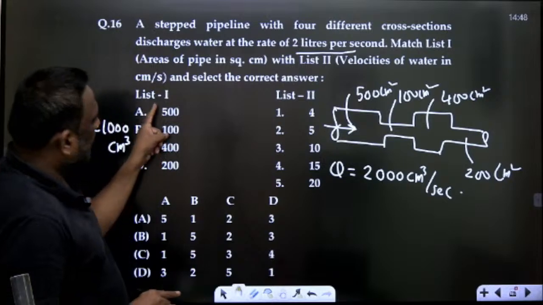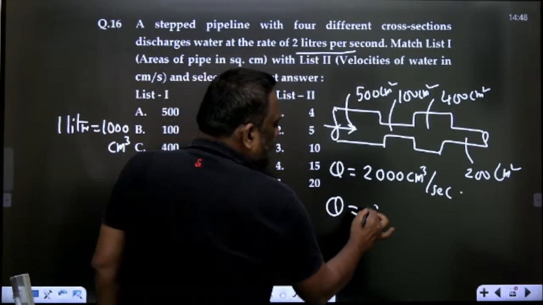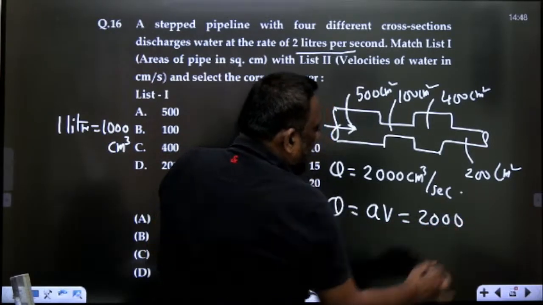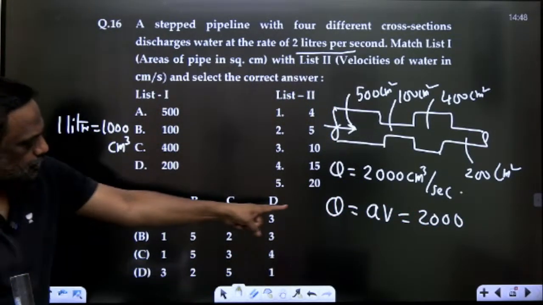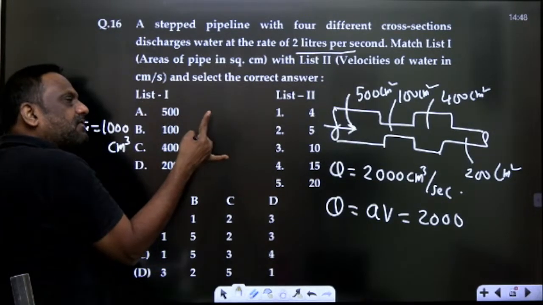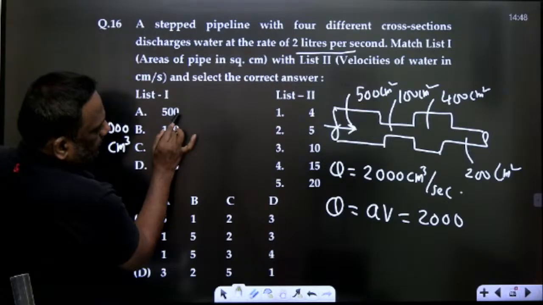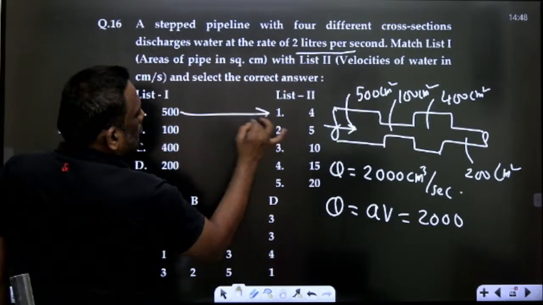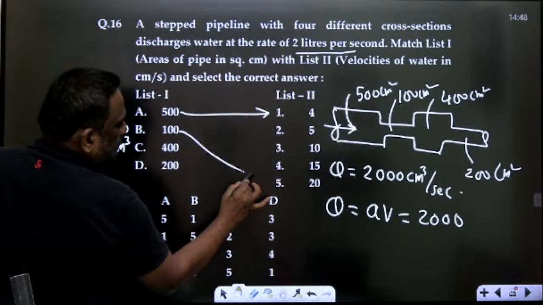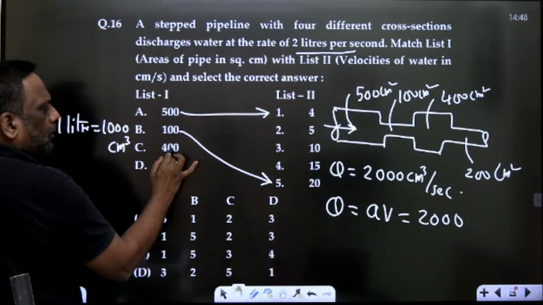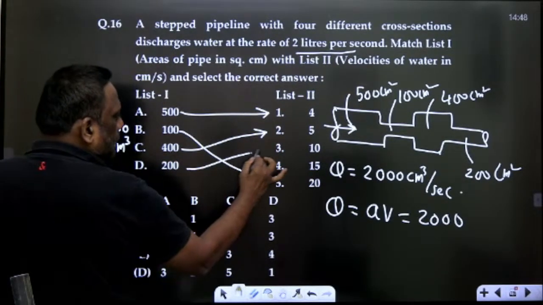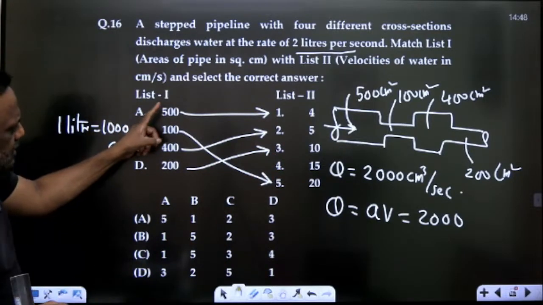तो अगर आप multiply करेंगे तो देखो discharge is equal to area into velocity. When you multiply these two, you should get 2,000. 500 into what is equal to 2000? 4. So therefore it is 4. 100 into what multiplied you get 2000? It is 20. 400 into what is multiplied that you get 2000? It is 5. 200 into what multiplied you get this? It is 10.